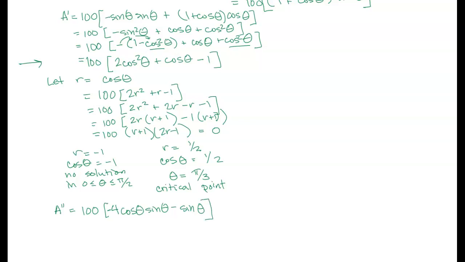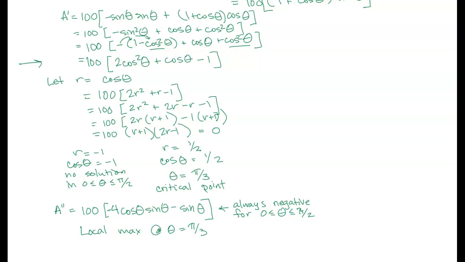And because we're dealing with angles in the first quadrant, where both sine and cosine are always positive, you can see these negative signs are going to make it so that this is always negative in our interval that we're interested in, which is between 0 and pi over 2. Always negative. So concave down, right? Which tells us that we have a local maximum at theta equals pi over 3, which is 60 degrees.